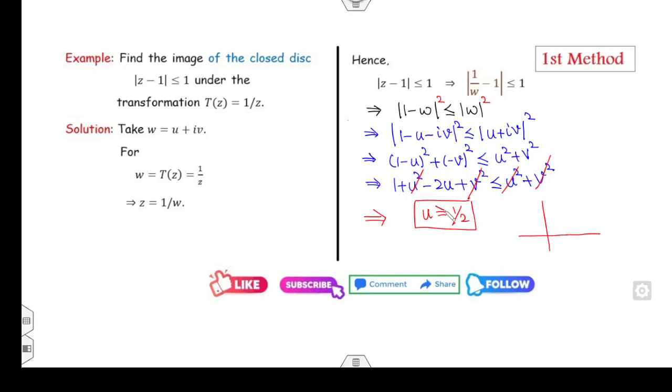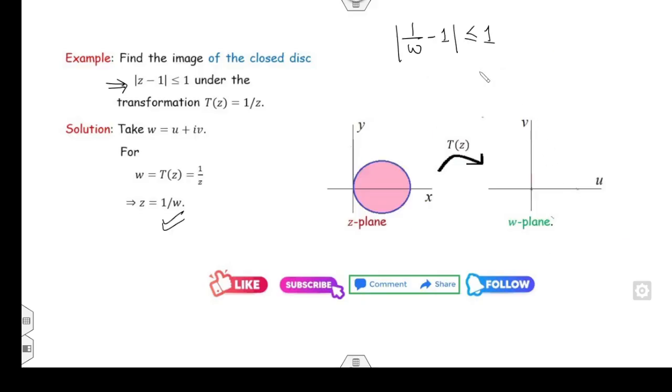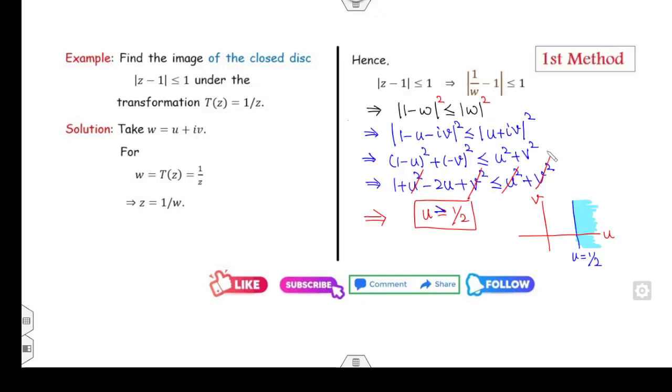Sorry, it's a greater than half. It's an inequality. This is my u, this is my v. That is the value of u equal to half, and because I need a greater than, the result will be this portion. Fine. So hence the given circle will map to this side, because this is my nonlinear transformation. So the circle may not map to a circle, it's mapped to the line.